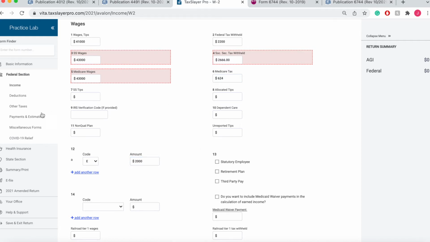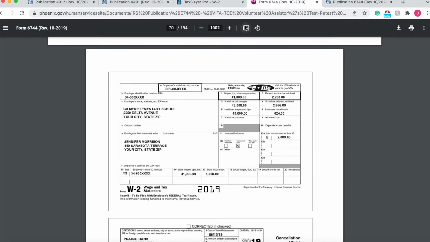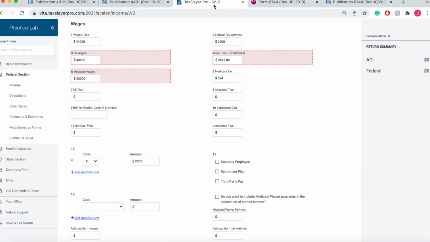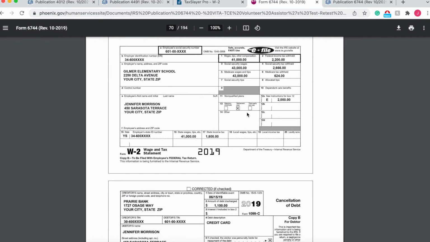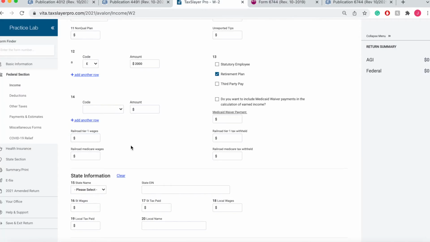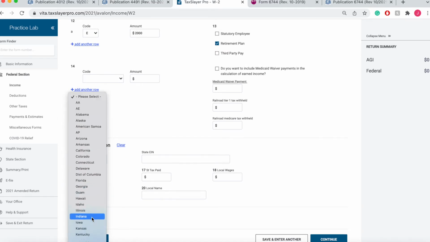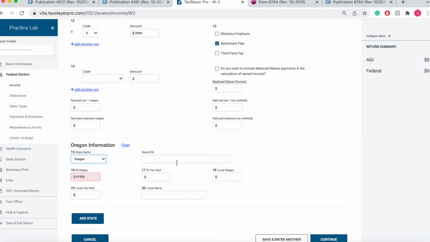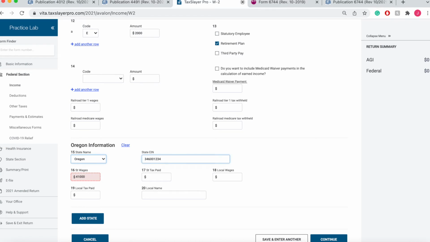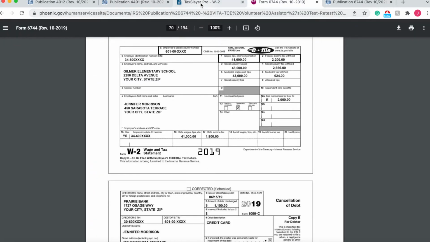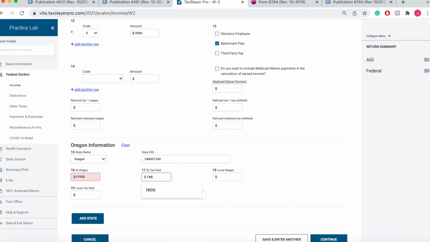And you can leave all this blank in here because, again, it was blank on the W-2. We see here in 13, the retirement plan box is checked, so we check that. Come down here, 14, this is all blank. 15 here now. We go ahead and we enter our state here, Oregon. And we say that the employer's state ID number is going to just be the same thing as it was up there. Yeah, and it brought that over. State wages, $41,000. State income tax paid was $1,800.